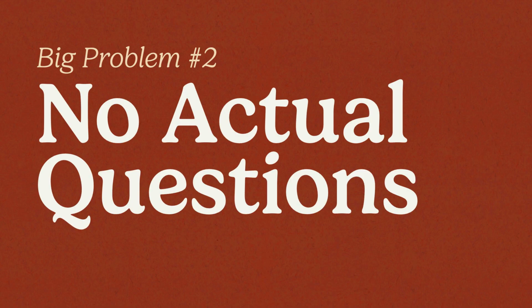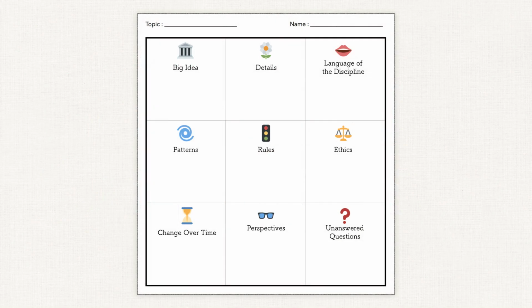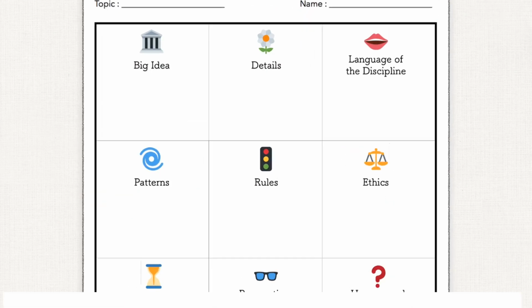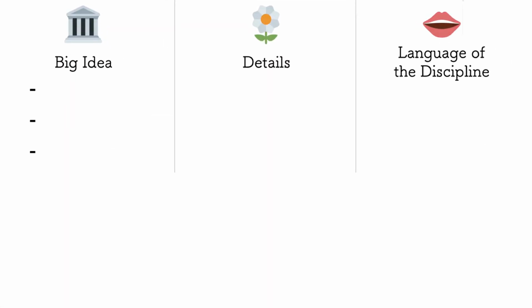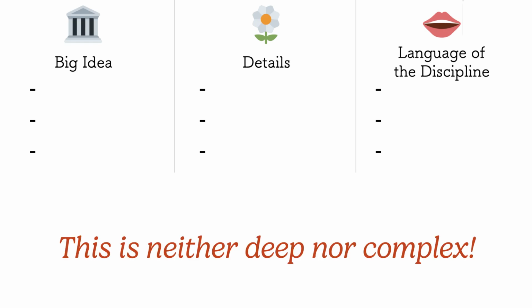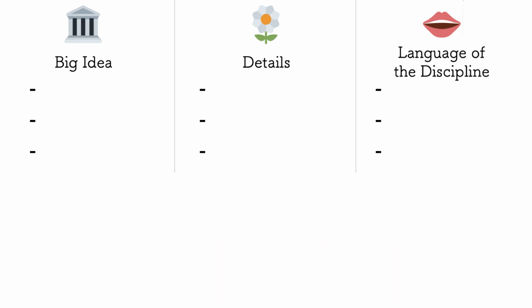And that brings us to problem 2. There's no questions. The icons are just sitting there by themselves. If I don't make it clear how I want my students to think, they're going to default to the lowest level, which means they're going to list 3 big ideas, 3 details, 3 examples of language. This is not deep thinking. So I need to actually write out questions and not just plop an icon in a box.